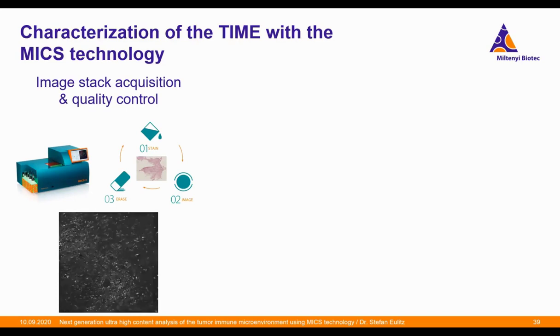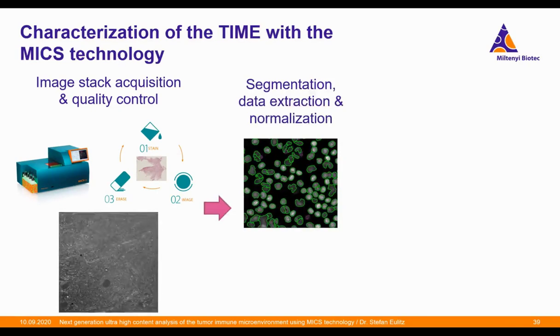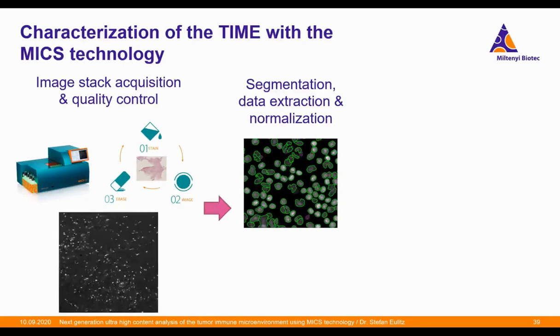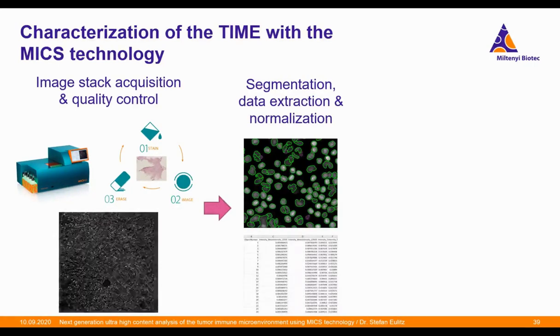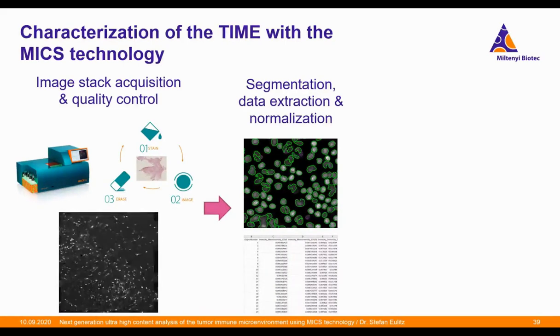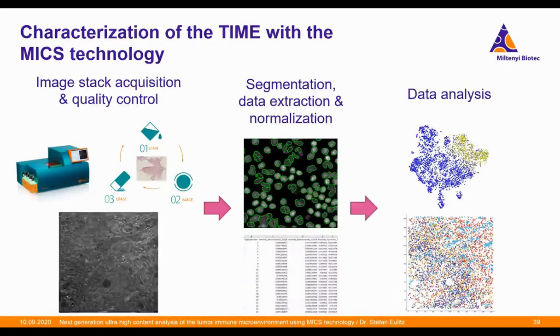So after the quality control of the images, you can then start with the segmentation of the images. This can be done with our analysis software, which is QI Tissue, or with any other software you are using, as the images are available in an OME-TIFF format. After that, you can extract the data, and this allows you to go much deeper into the analysis. And for this, I would like to give you now a first impression.